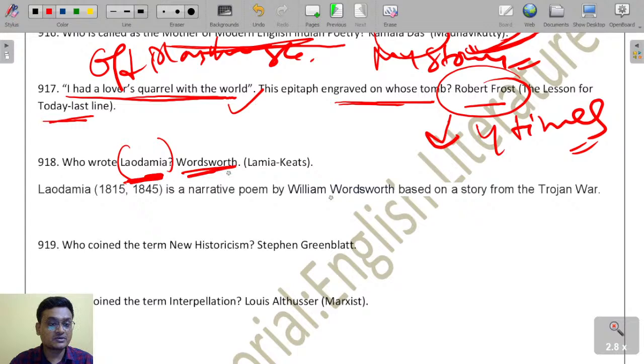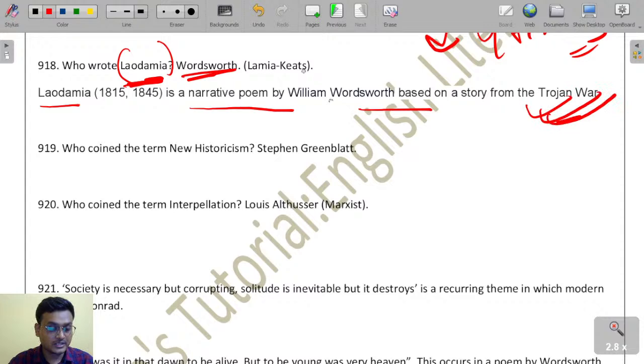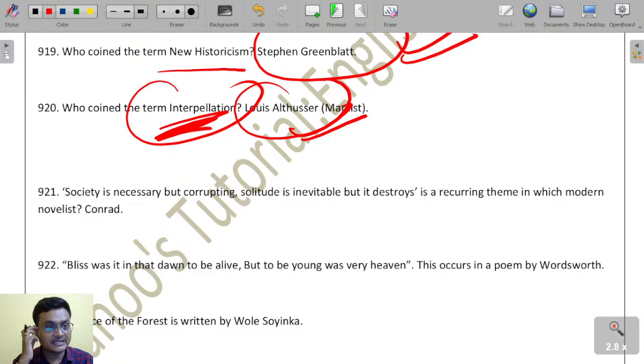Who wrote Laodamia? Laodamia is a narrative poem by William Wordsworth based on a story from the Trojan War. Who coined the term New Historicism? Stephen Greenblatt. Who coined the term interpellation? Louis Althusser.